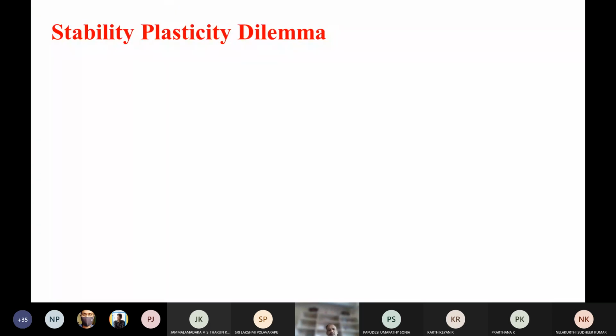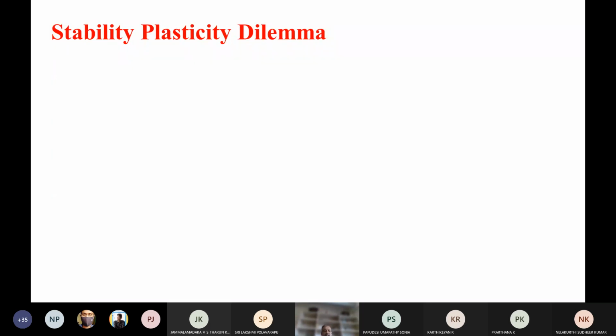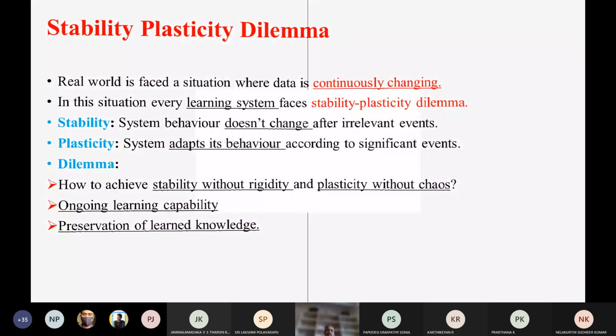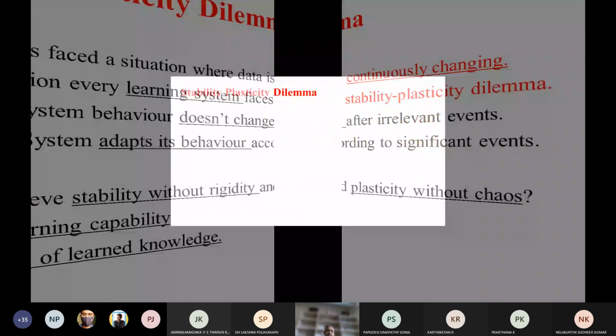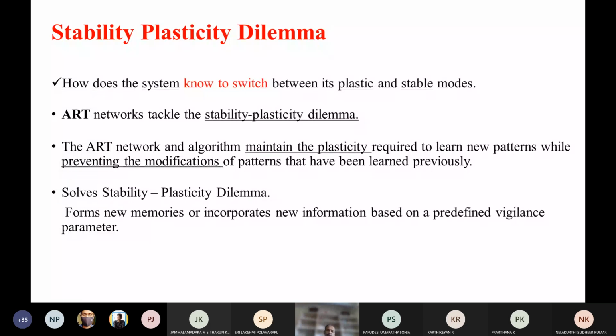Next one is, how does the system know to switch between its plastic mode and the stable mode? Plastic mode is nothing but adapting its behavior, and stable mode does not change after irrelevant changes. So how does the system know how to switch between its plastic mode and stable mode?